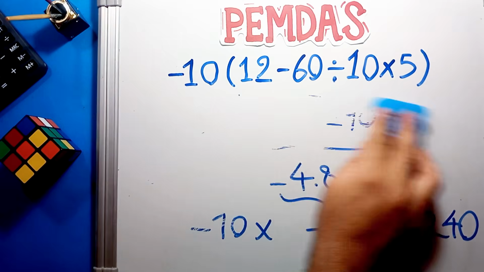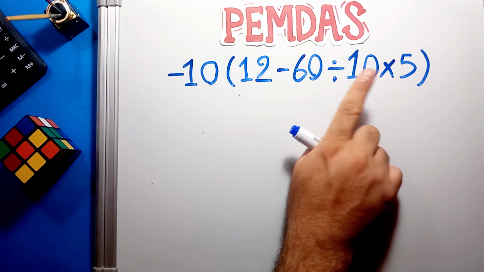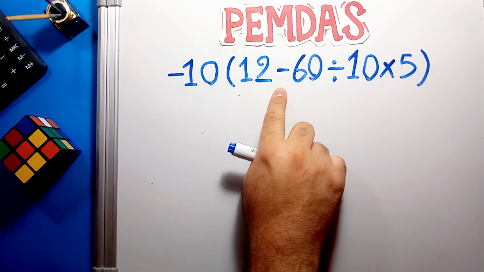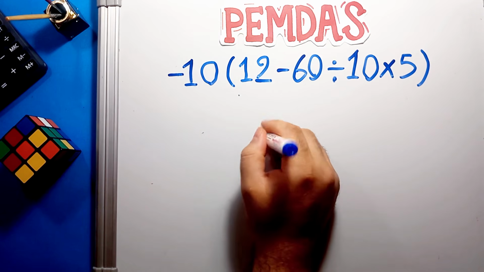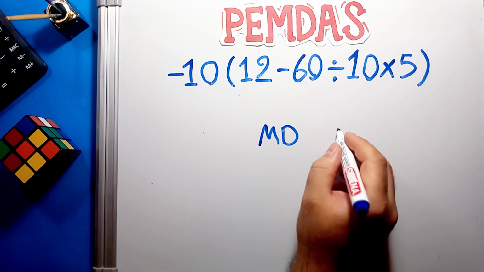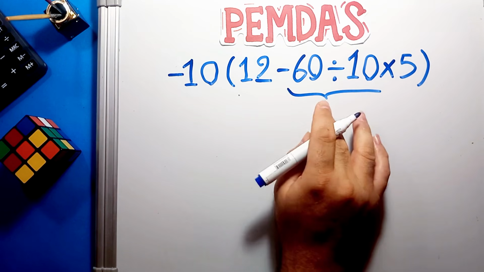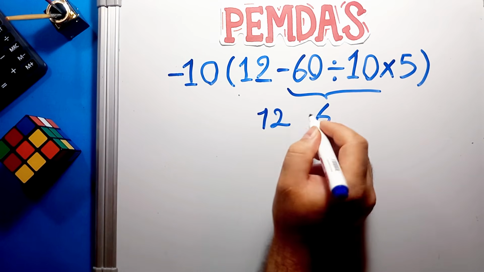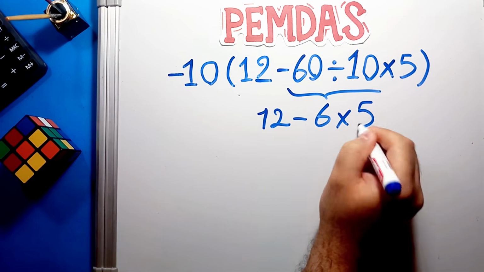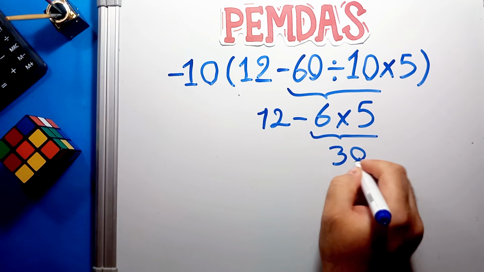So, let's solve it correctly. Inside the parentheses, we have division, multiplication, and subtraction. According to PEMDAS, multiplication and division come before subtraction. And again, multiplication and division are solved left to right. So first, 60 divided by 10 equals 6. Now the expression becomes 12 minus 6 times 5. Next, 6 times 5 equals 30.